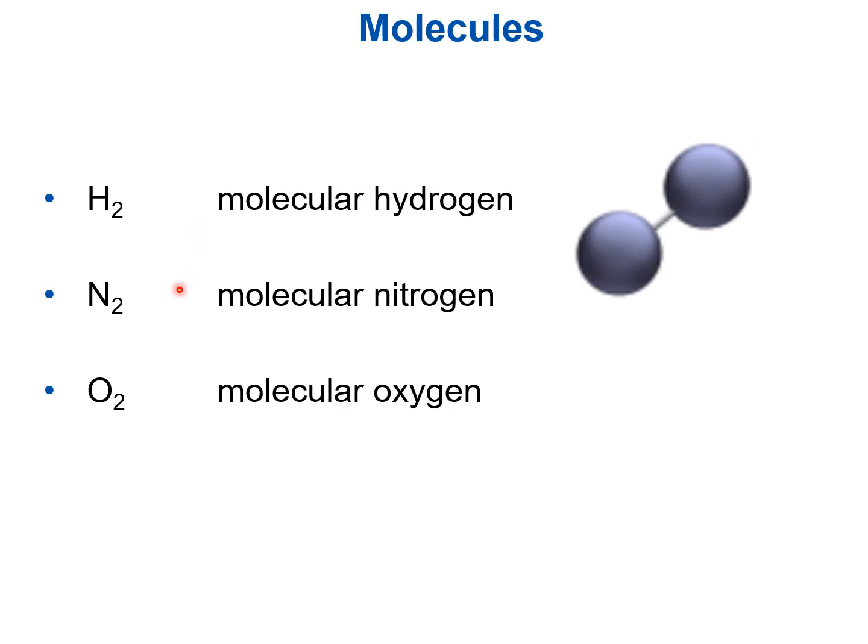We also have molecular nitrogen and molecular oxygen, N2 and O2. We say that Earth's atmosphere is mostly composed of nitrogen and then secondarily oxygen. And this nitrogen and oxygen are not in atomic form, but rather in molecular form. So every breath that you take, most of what you're taking in is molecular nitrogen, N2, and then molecular oxygen, O2.